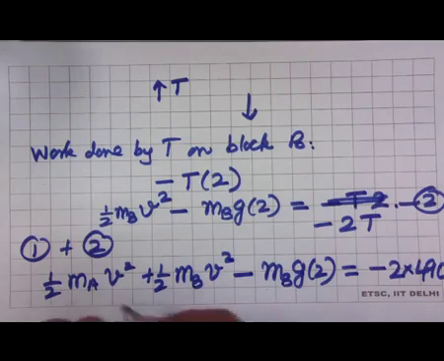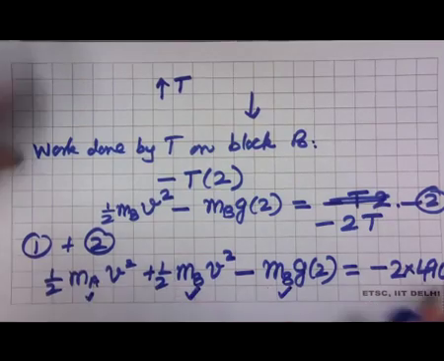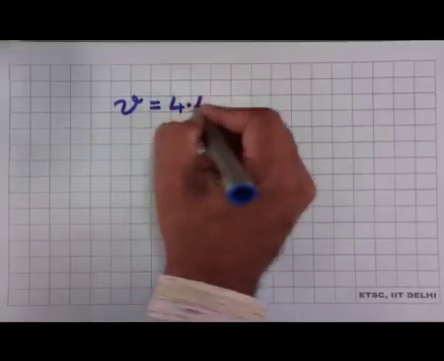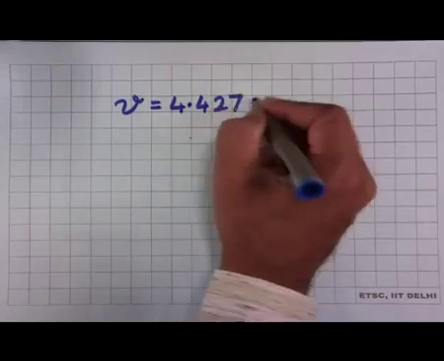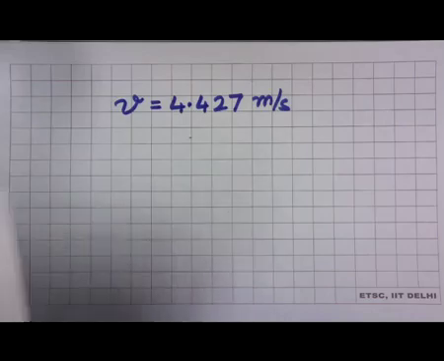We have the value of m_A, we have the value of m_B, and we can put in all these, and when we work this out we will get the answer v is equal to 4.427 meters per second, or we can write it as 4.43 meters per second.